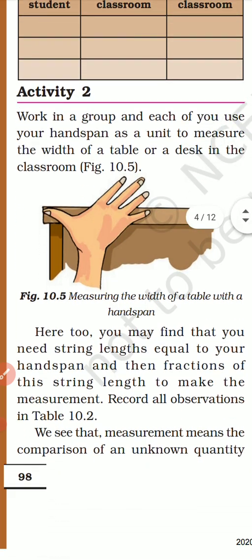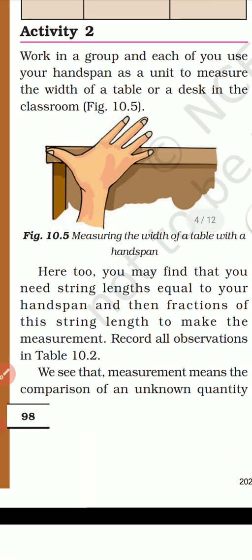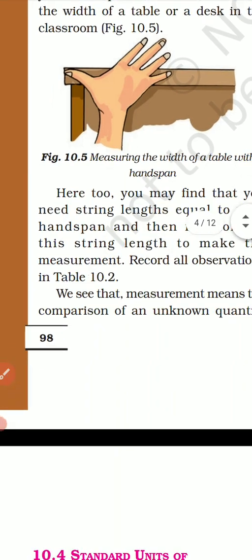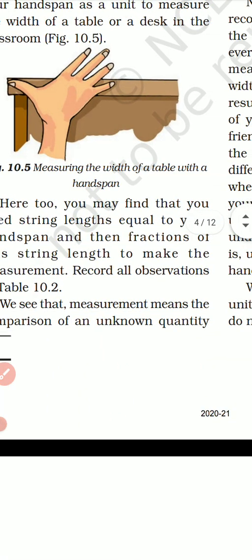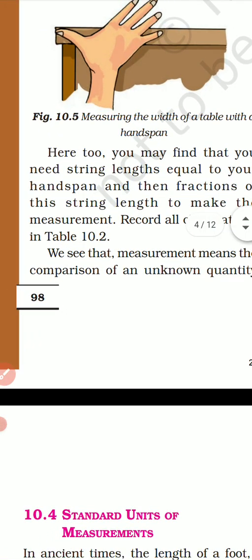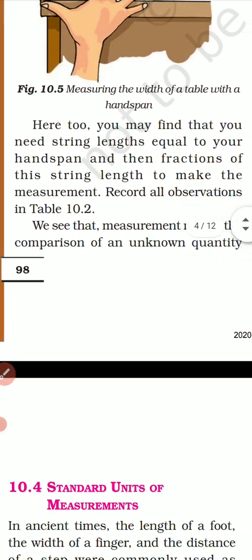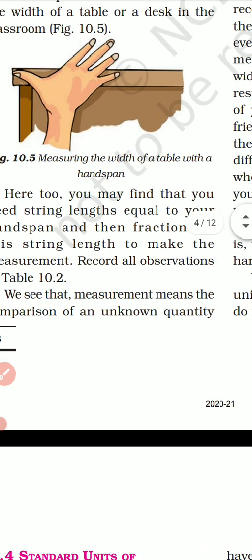You do it with your foot, how many feet it comes, and then you can do it with the string also. Now activity number 2, work in a group. Each one of you has to use the hand span as a unit to measure the width of the table or desk or anything in the room. Here too, you may find that you need string lengths equal to your hand span and then fractions of the string lengths to make the measurement. Record all observations. First take the hand span, then take the length: how much string length is your hand span, and measure with the string length.